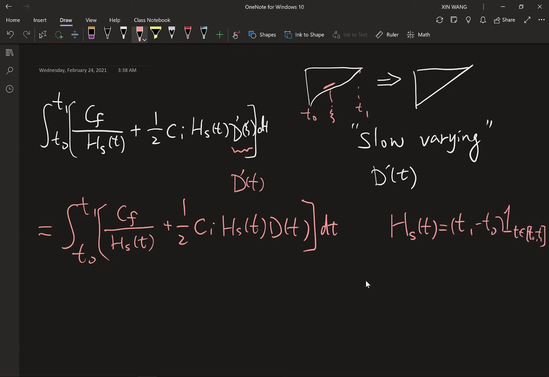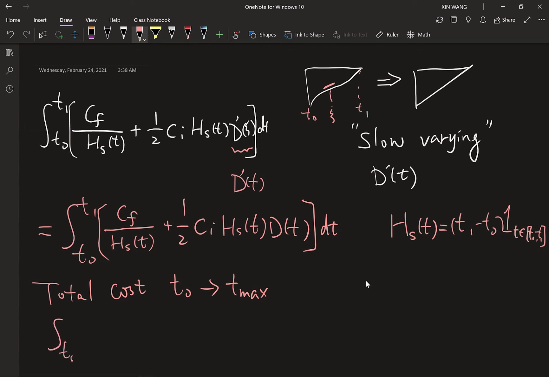So this is just the cost per shipment, right? So we can further extend to total cost from t0 to tmax. We just extend the integral domain, right? So there are multiple shipments from t0 to tmax. Then we can add them up together, right?